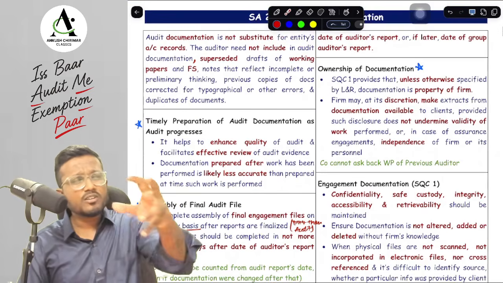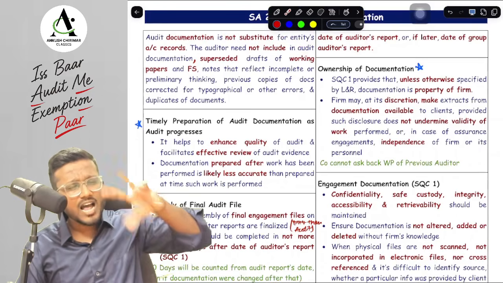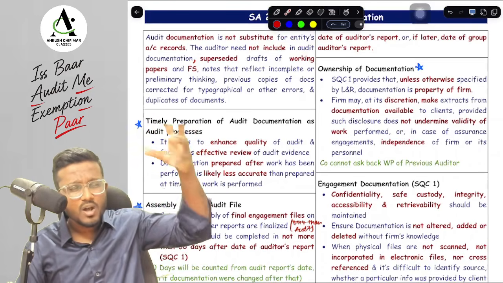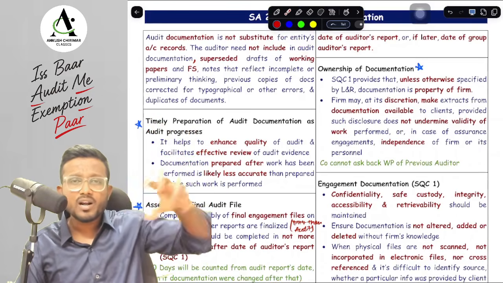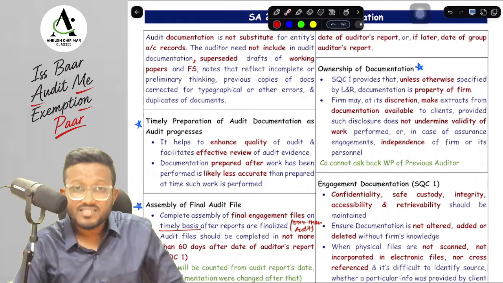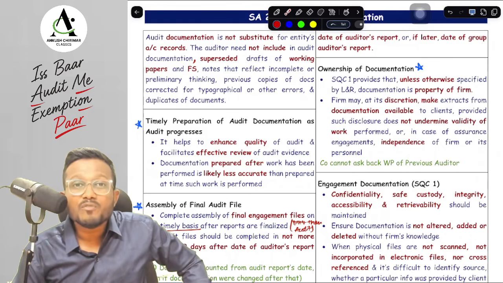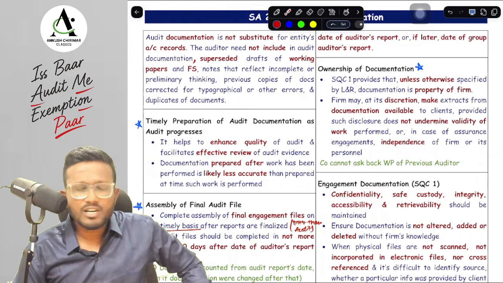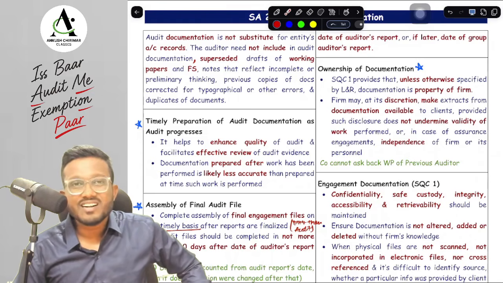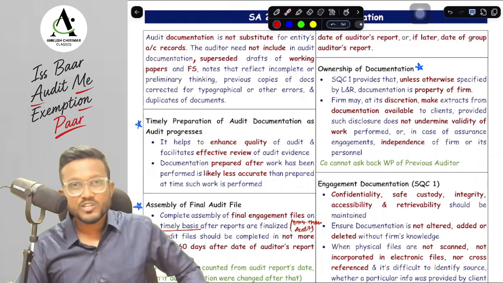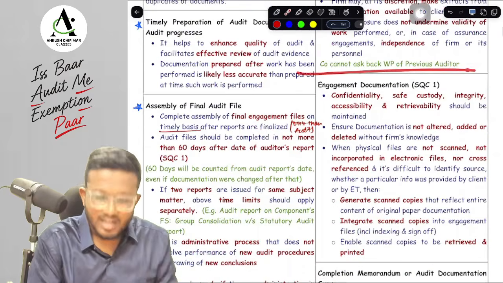Next, suppose, sir, I am doing the audit for this particular client, and the next year I was not the auditor. Then the client asked me to send back the working papers because they contained their confidential information. Then should I send back the working papers? No, you have the ownership of the working papers, even if the client is your ex-client. Even if it was your past client, you need not send the working papers to the client. It is your ownership. Okay, yes sir. This was an MCQ that was asked.